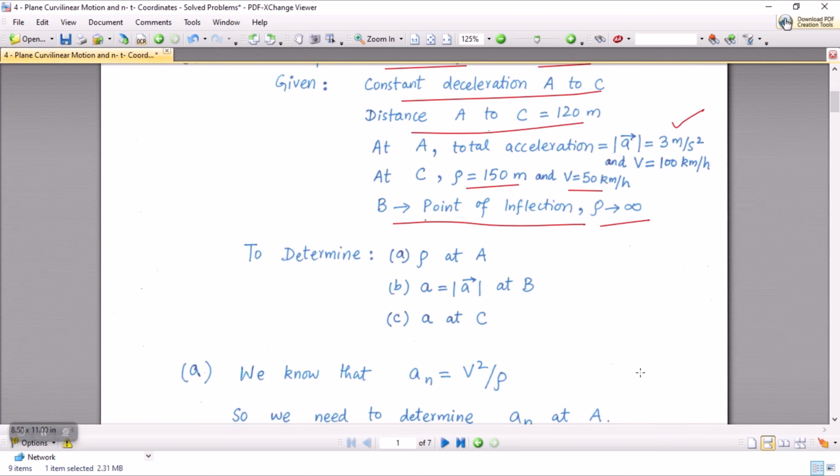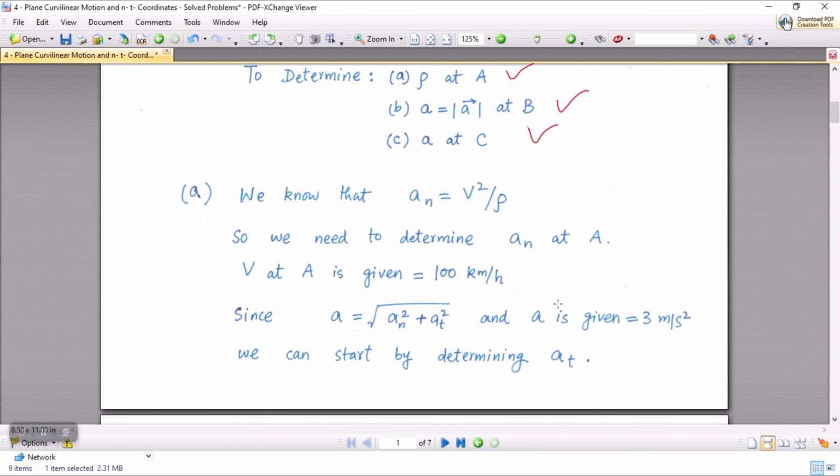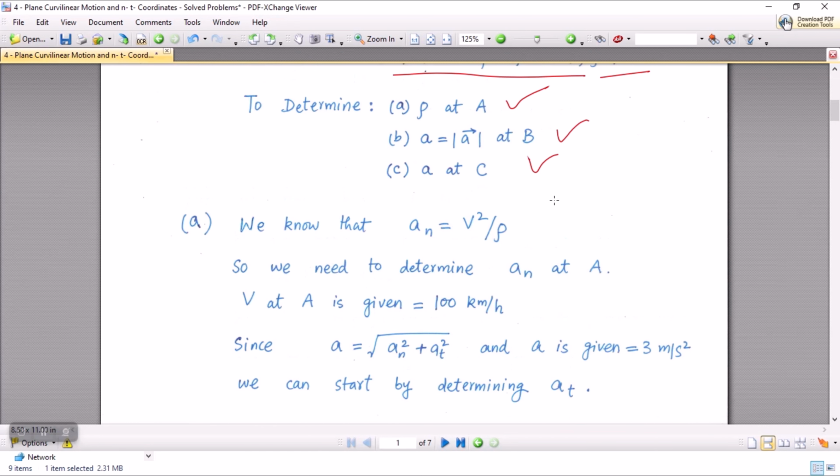We need to determine three things: rho at point A, total acceleration at point B, which is the point of inflection, and total acceleration at point C, which is the peak of the concave downward curve. Now since we need to determine rho, and we know that the acceleration's n component is v square over rho when described in n-t coordinates, the first thing that should come to your mind is that a sub n is equal to v square over rho.